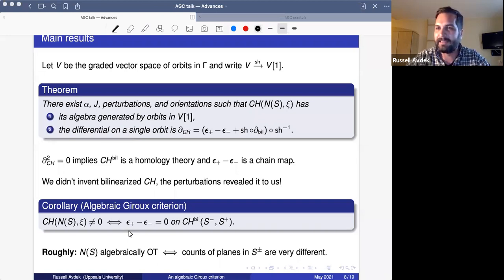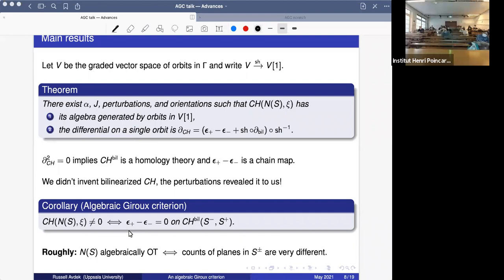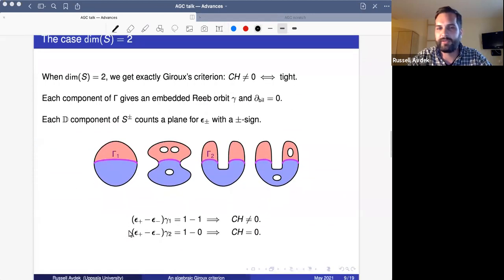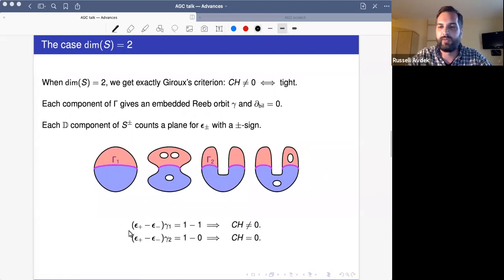Any questions before I move on? What is it saying in dimension 3? In dimension 3, do you know that the tight neighborhoods of convex surfaces are algebraically tight too? Can you recover the three-dimensional criterion? Yeah, so that's exactly my next slide: when we're in dimension 3, we get exactly Giroux's criterion, which is that the contact homology of our neighborhood of our convex hypersurface is non-zero if and only if the neighborhood is tight.